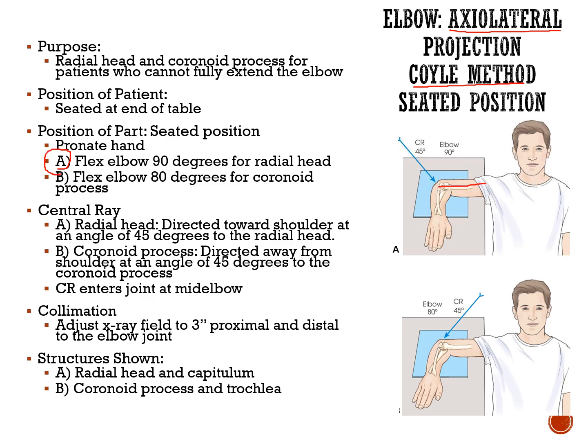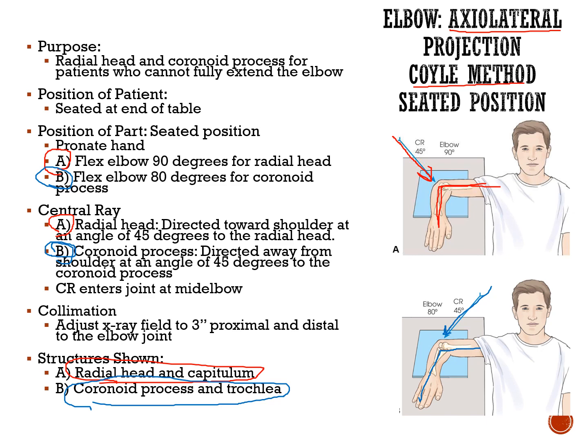The elbow is going to be flexed 90 degrees with the hand pronated. And we're going to then angle the tube 45 degrees toward the shoulder. And that is the Coyle method in order to visualize the radial head and the capitulum. That is the purpose. On the other hand, if we were to look at flexing the elbow instead 80 degrees, which would be the second one, we're going to direct the central ray now 45 degrees away from the shoulder, which is what is shown here. And we're going to visualize the coronoid process and the trochlea now instead.